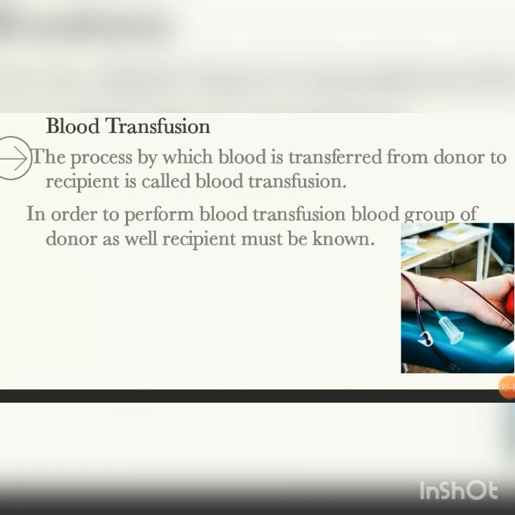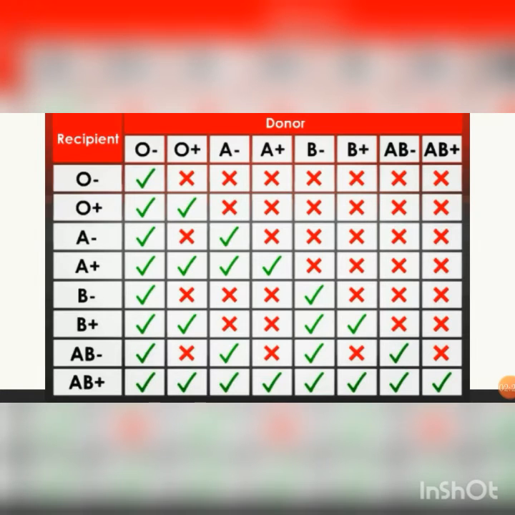Blood transfusion. The process by which blood is transferred from donor to recipient is called blood transfusion. In order to perform blood transfusion, blood group of both donor as well as recipient must be known. Now this is the blood transfusion chart. We can see that when O negative is the donor, as it has no antigen A, B or Rh, it can be given to all blood group recipients. But since O positive has only Rh antigen, it can be given only to all Rh positive recipients.